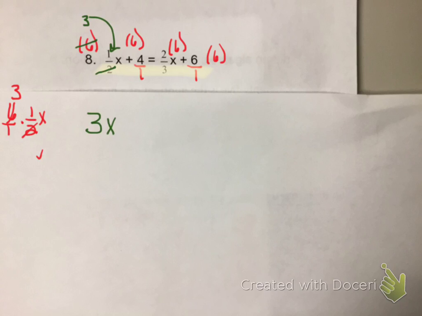The second term, there is nothing to cancel out because 1 is in the denominator, so we're just going to multiply 6 times 4 and get 24.